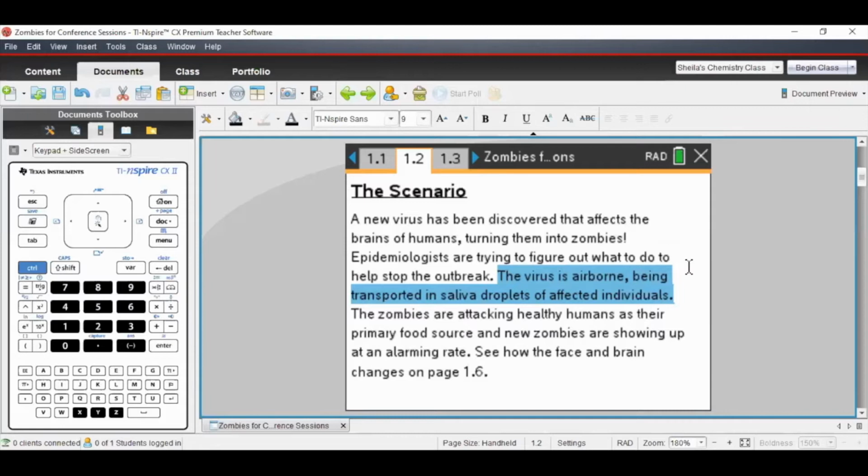Now, one thing to bring up here with students is, hey, are there any real human diseases that are transmitted in this way, airborne? And I would argue that the two most common diseases in any school are transmitted this way, and those would be influenza, which is transmitted like this, and also the cold virus or rhinovirus, which is transmitted through the air as well. So we have some reality here, even though we're talking again about this made-up scenario of zombieism.